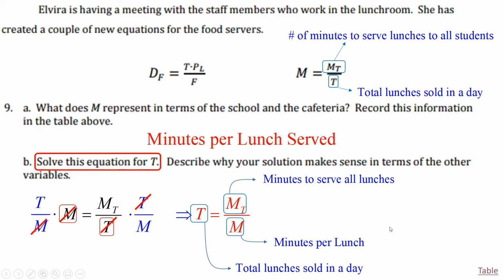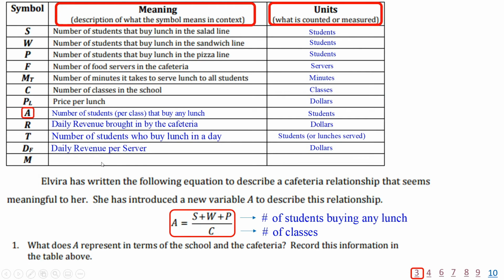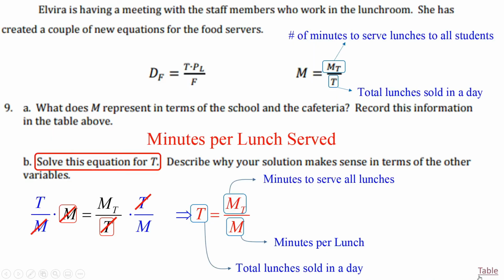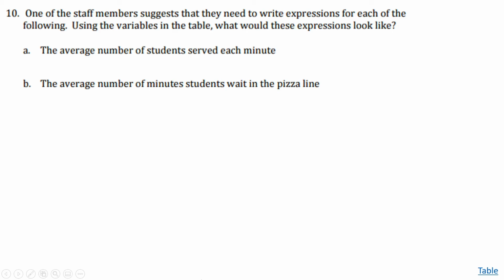Wow, how cool. Okay, so do we have that too? Let's make sure we have it in our table. T, number of students who buy lunch in a day. All right. What was that, 9 or 10? Well, let's check 9. Yep, that was it. Okay, so we've answered 9. It looks like we're off to our very last question.